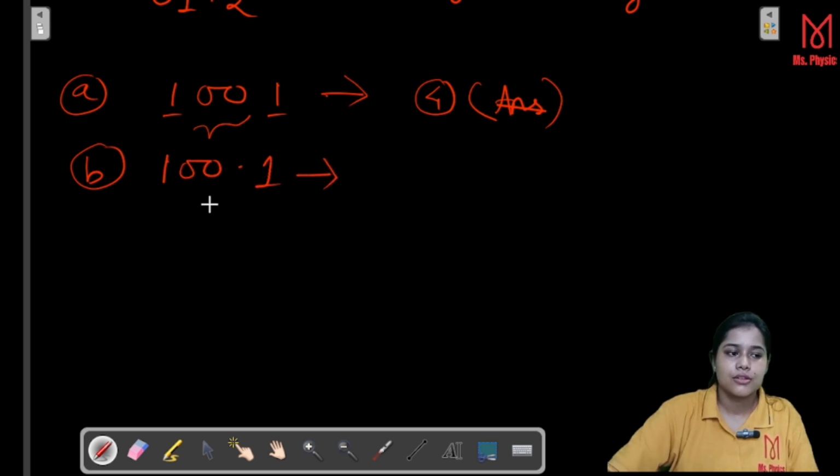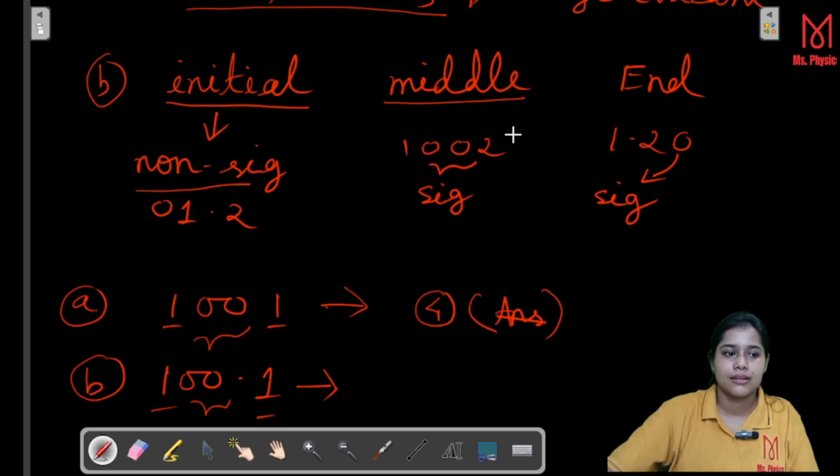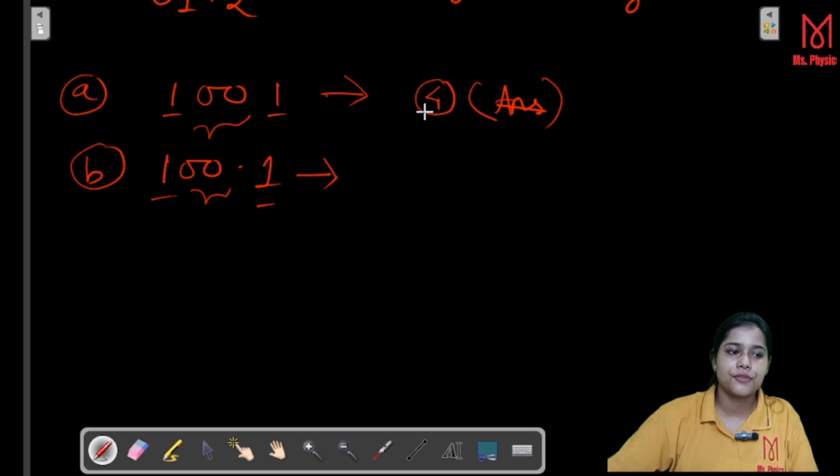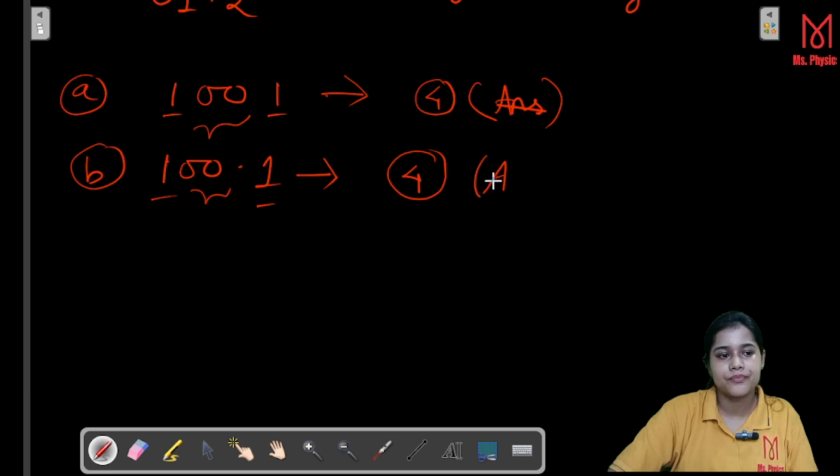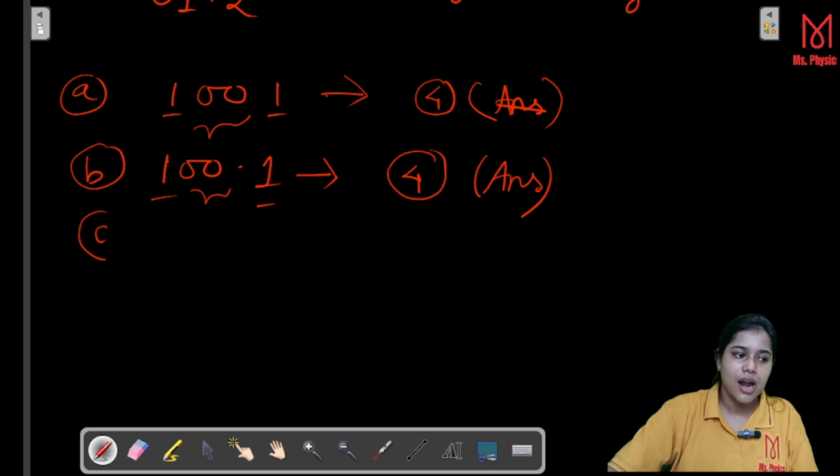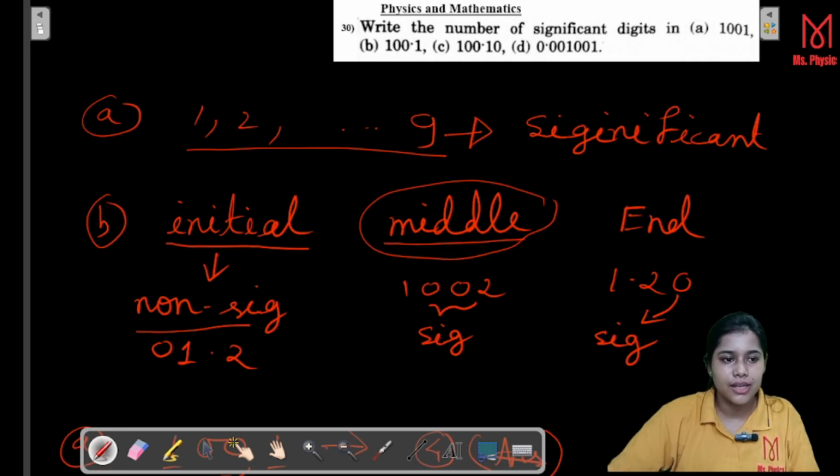100.1. So here also you see that 1 and 1, two significant digits. In between them we have two zeros. That means these are also significant as per the middle rule. Therefore here the total number of significant digits is 4. So this is the answer.